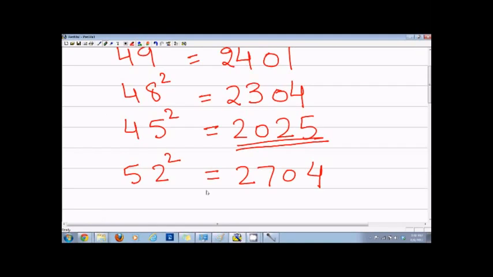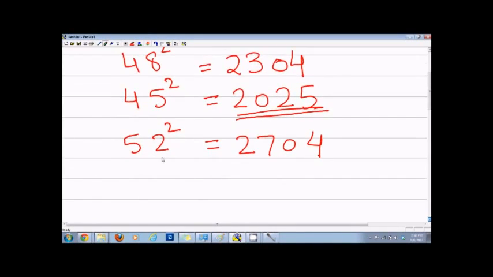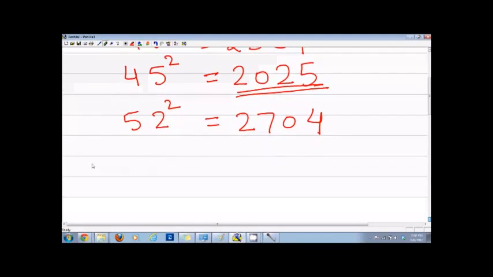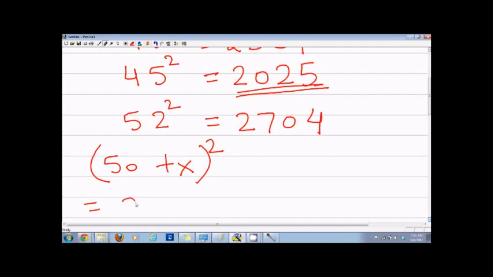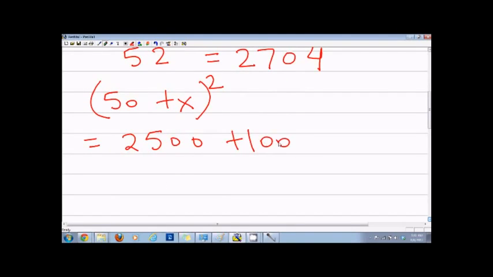So I can show you how I came up with this trick. Let's say, for example, I have a number which is close to 50, so we have 50 plus x and we take the square. So (50 plus x) square will be equal to 2500 plus 100x plus x square.